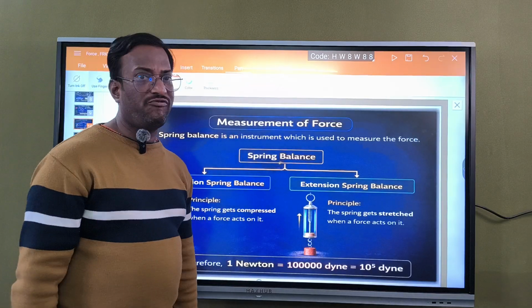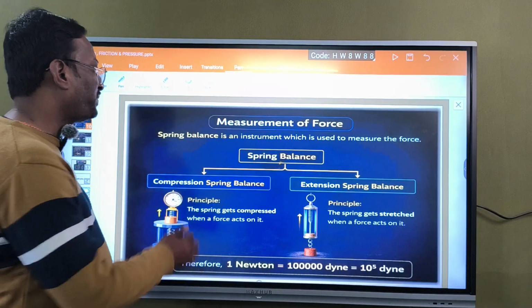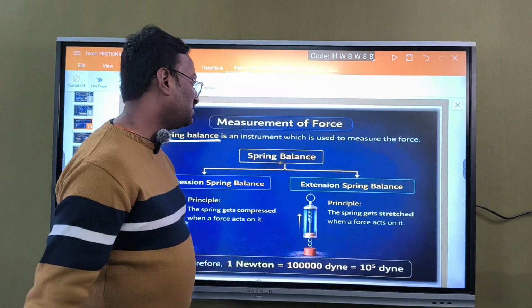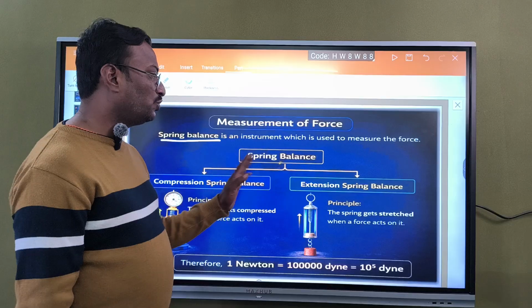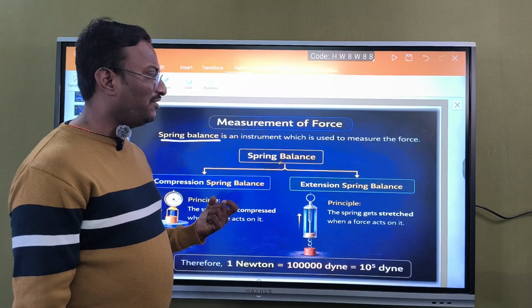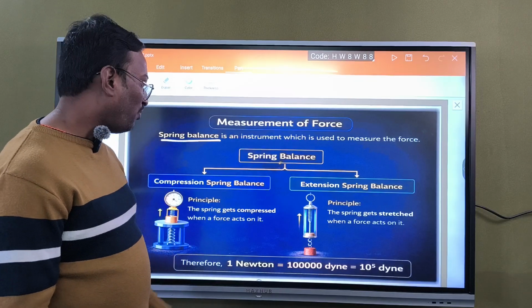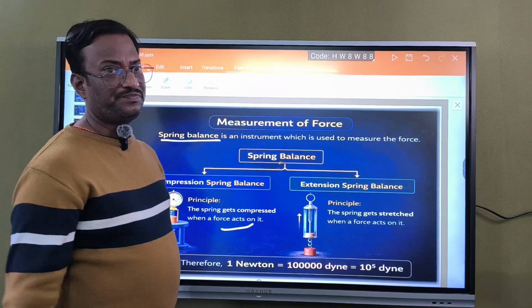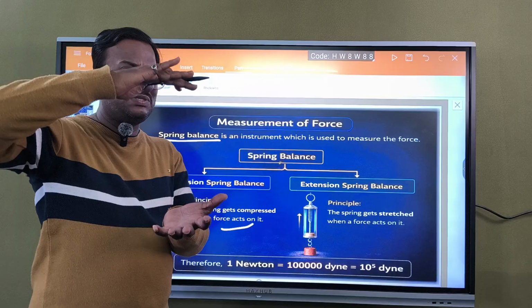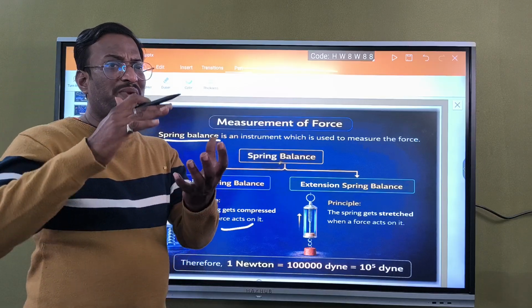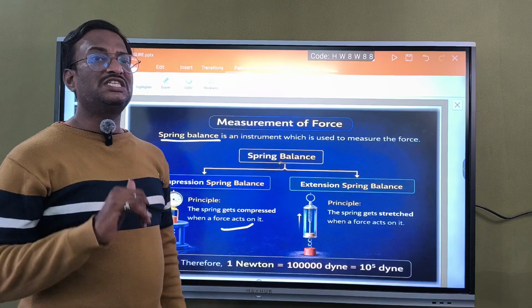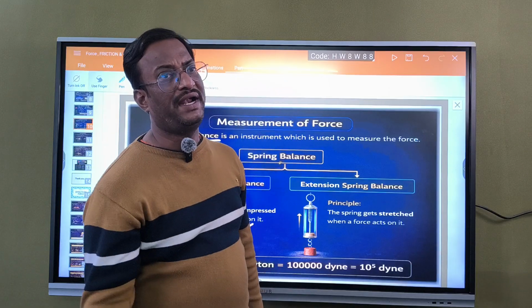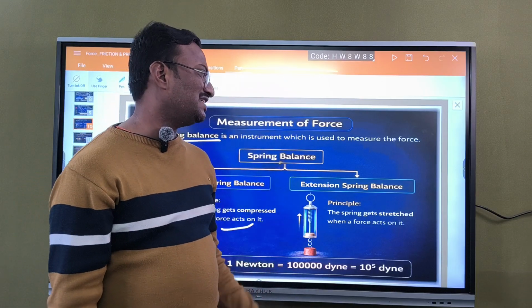Next thing, measurement of force. How do we measure the force? Spring balance is one of the instruments used to measure the force. Spring balance is of two types: one is compression spring balance and the other is expansion spring balance. What is the principle of compression spring balance? Spring gets compressed when a force acts on it. In some situations, when we apply force on a body, the spring just gets compressed. In some situations, the spring gets stretched or elongated.